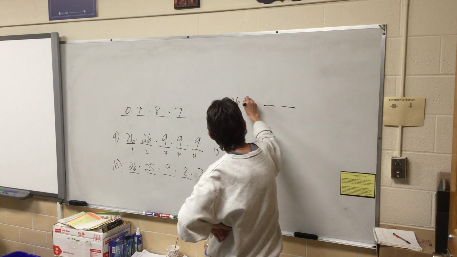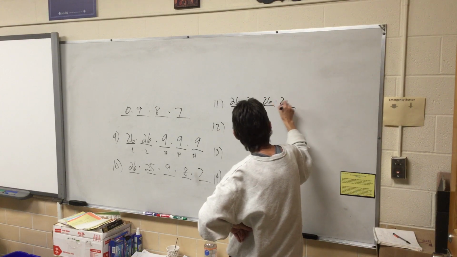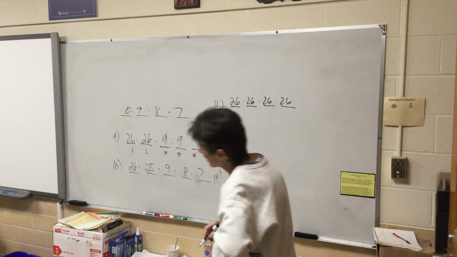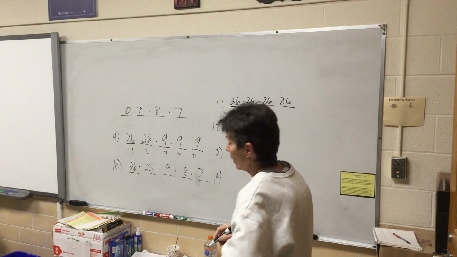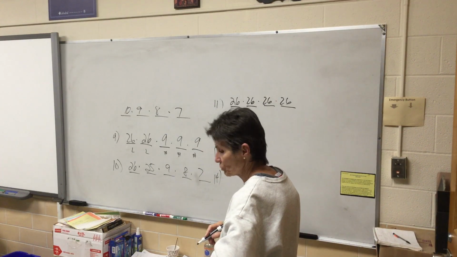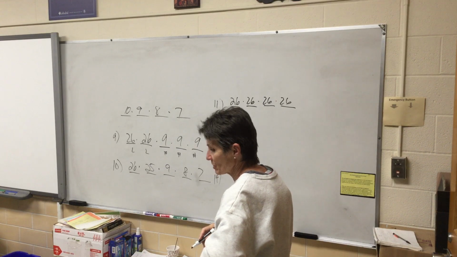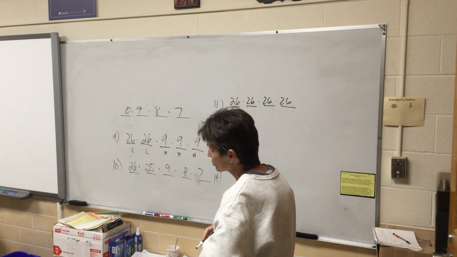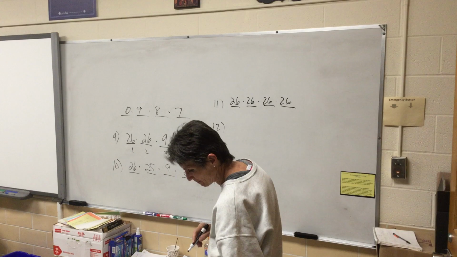$456,976. I have no idea. Is that 26 times 26 times 26 times 26? Yep. That's the right answer then. Whatever 26 to the 4th, basically, is what you're doing. Whatever that is, that's the answer. Because there are no restrictions in problem number 11.